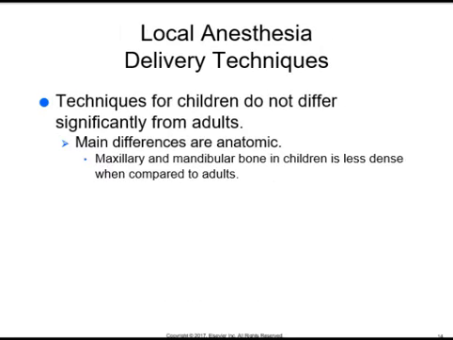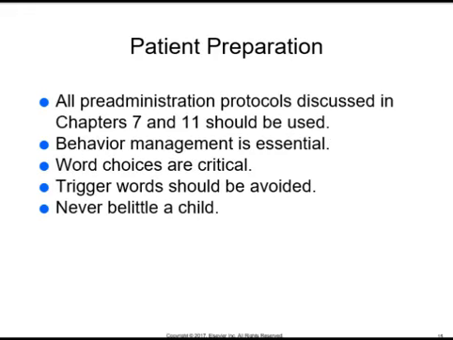The techniques for children do not differ significantly from adults, but the main differences are anatomic. The maxillary and mandibular bone in children is less dense when compared to adults, and also less needle depth is needed to reach the target locations because, of course, children are smaller. Patient preparation: all the pre-administration protocols discussed in Chapters 7 and 11 should be used.